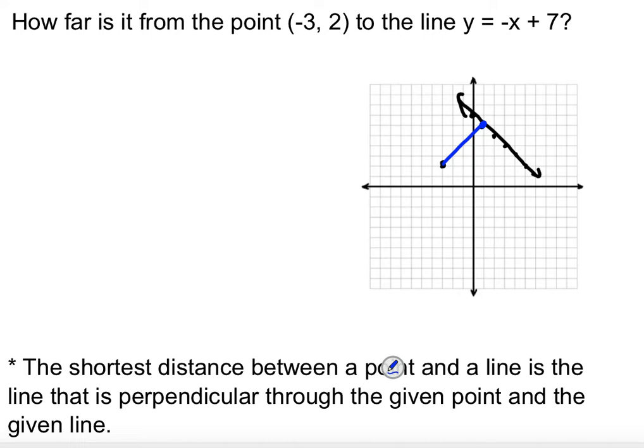that line segment there should be perpendicular to our line of y equals -x plus 7. And that should be the shortest distance, that (-3, 2) there should be the shortest distance there that I just drew there in blue. And that distance there is 4 square root of 2.